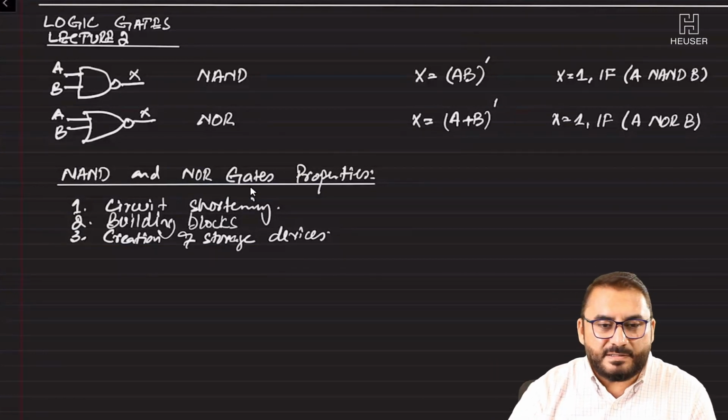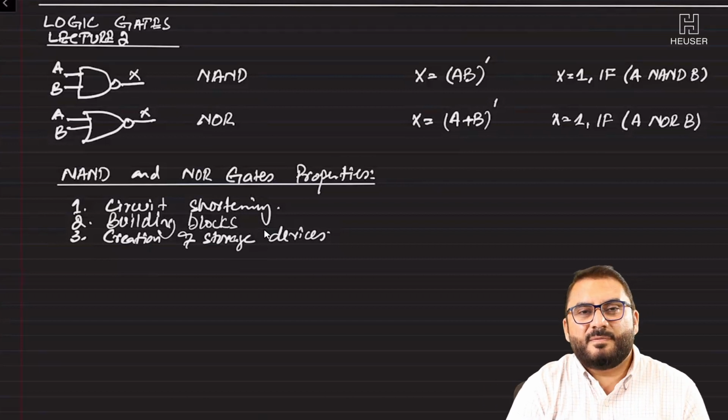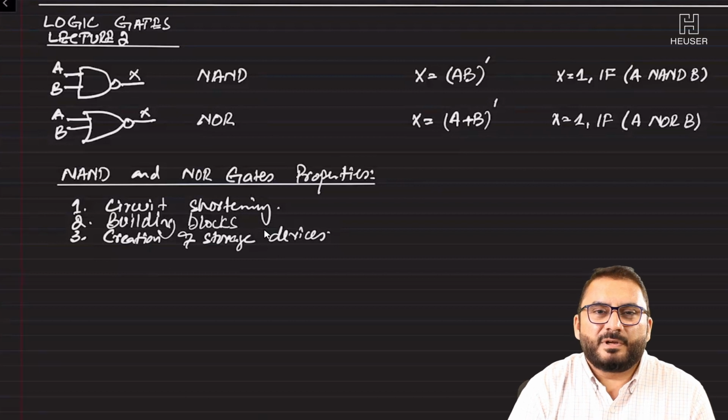We will cover circuit shortening and building blocks in the logic gates chapters, whereas the creation of storage devices will remain a theory topic, not a practice topic, and we will cover it with input and output devices. So this was logic gate lecture 2 for NAND and NOR gates.